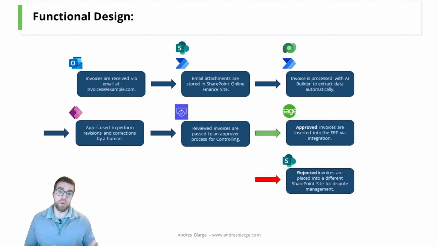made by the controlling department. Different business roles here. This is not in the scope of this video. And then if the invoice is approved, it's going to be inserted directly into the ERP, in this case Sage ERP. But if the invoice is rejected, then it's going to be placed into a different SharePoint site where the appropriate team is going to have it there for dispute management.